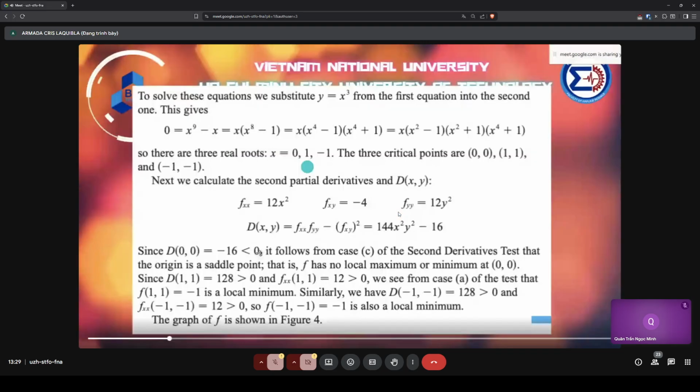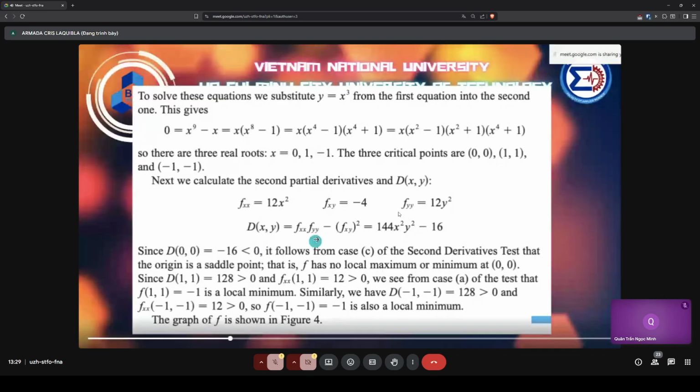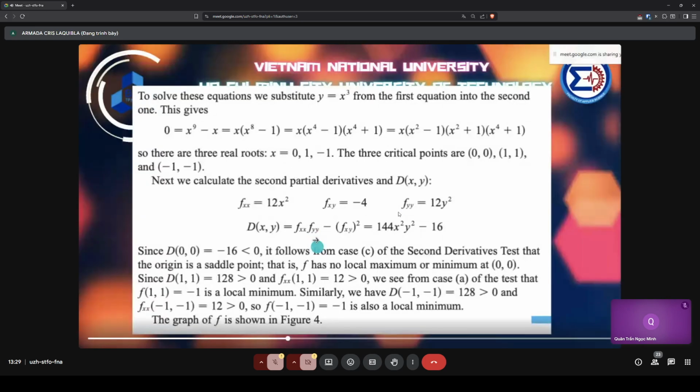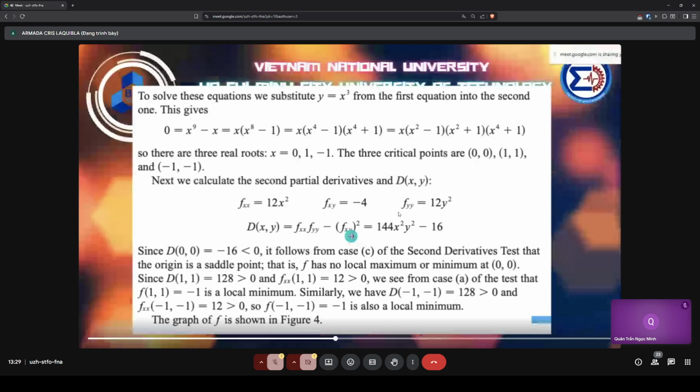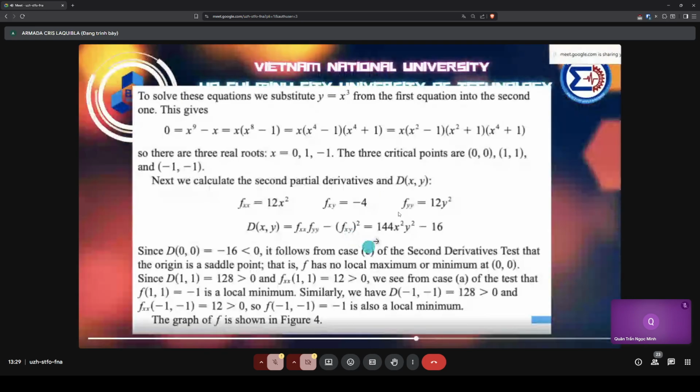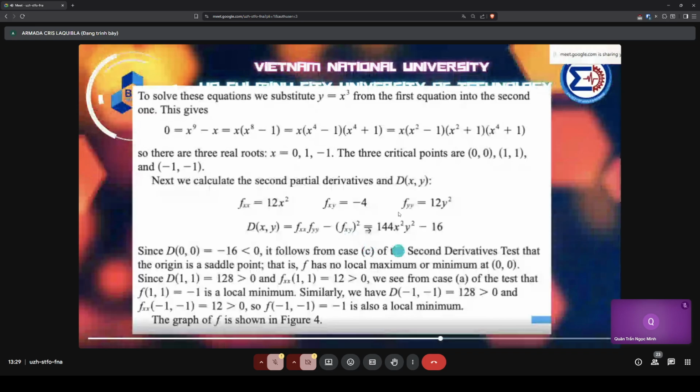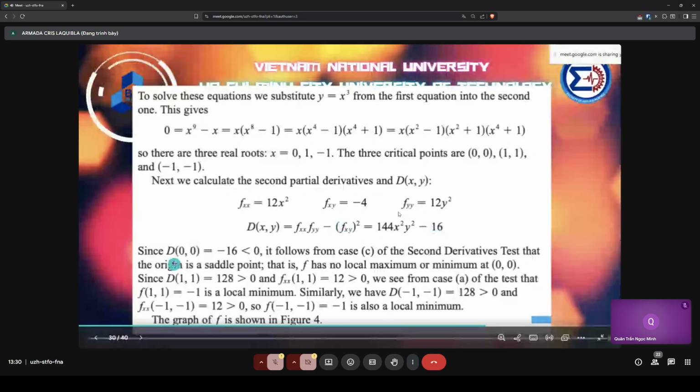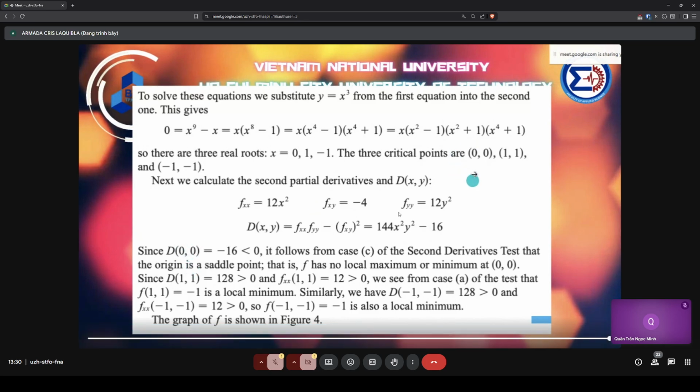Now we substitute in our equation for D: we have fxx times fyy minus fxy squared. Multiplying fxx and fyy, 12 times 12, it's 144, then copy x squared, y squared. Next, minus, substitute here fxy. We have negative 4 squared, it's 16. So it becomes minus 16 here. Now, we solve the D. Our critical points are (0, 0), (1, 1), and (negative 1, negative 1).